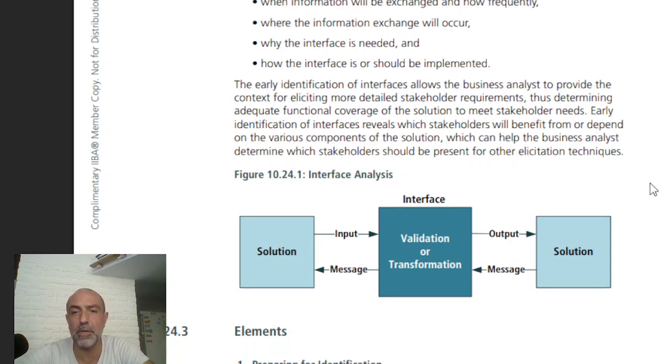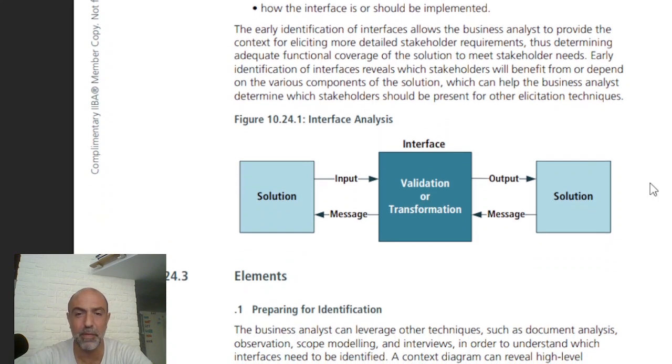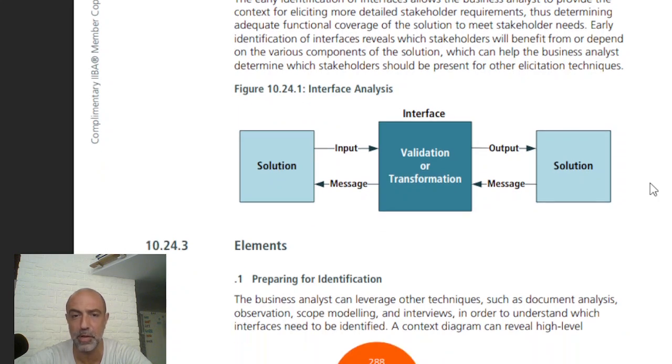The early identification of interfaces allows the business analyst to provide the context for eliciting more detailed stakeholder requirements, thus determining adequate functional coverage of the solution to meet stakeholder needs. Early identification of interfaces reveals which stakeholders will benefit from or depend on the various components of the solution, which can help the business analyst determine which stakeholders should be present for the other elicitation techniques.